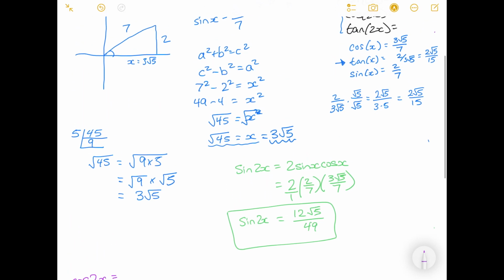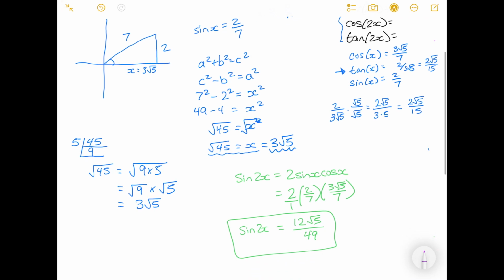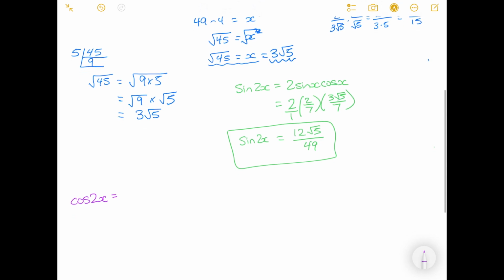Is one particularly easier than the other one? Not really, because I know my sine, tan, and cos x. Really, it doesn't matter. I'm going to go with the first one: cos squared x minus sine squared x.